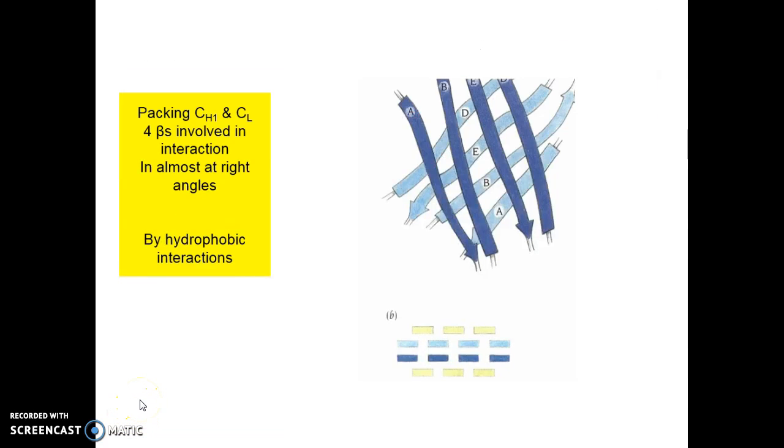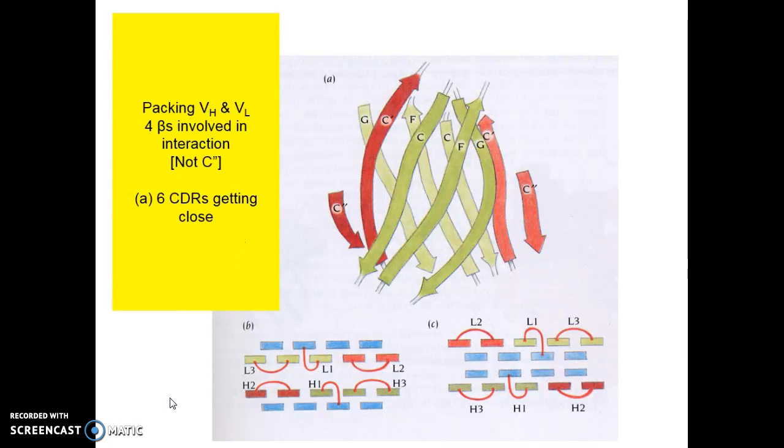Constant domains associate by interactions between the four-stranded beta sheets in both CL and CH1, which are closely packed with mainly hydrophobic residues in the interface. The variable domains associate in a strikingly different manner. In the variable domains, the five-stranded beta sheet forms the domain-domain interacting area, as you see in B.